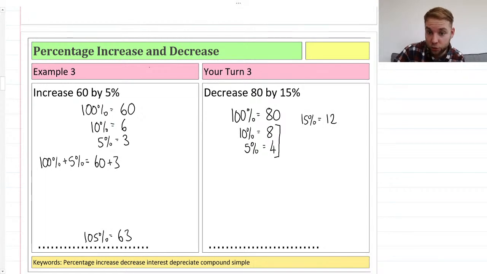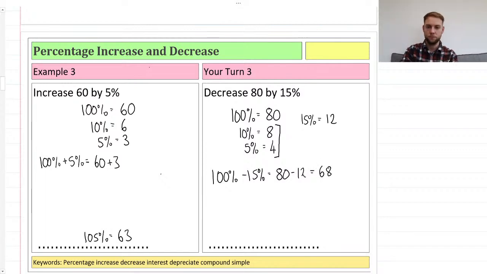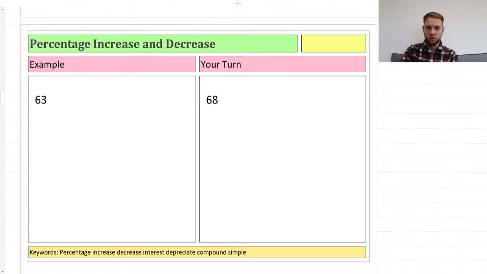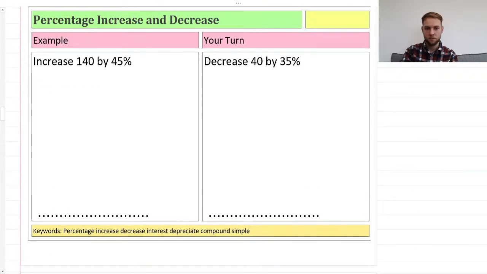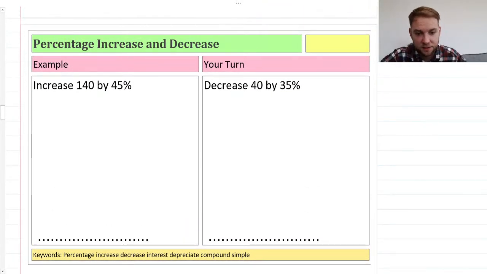Now, if I want to decrease by 15%, it needs to be 100% minus the 15%, which is equal to 80 minus the 12, which is equal to 68. Brilliant. Super. Cool. Alright, so have a go at these to yourself.